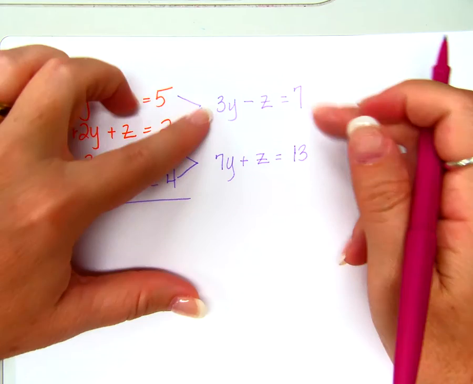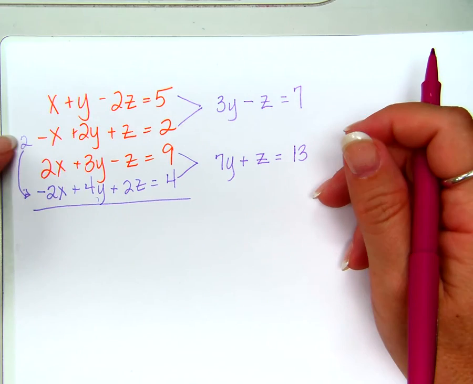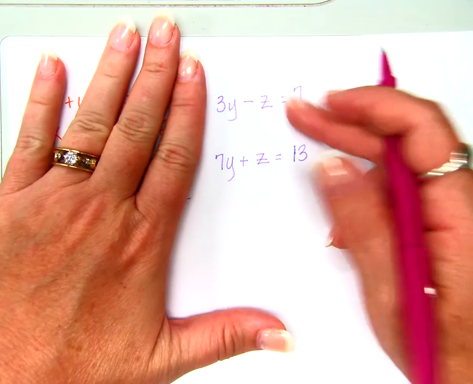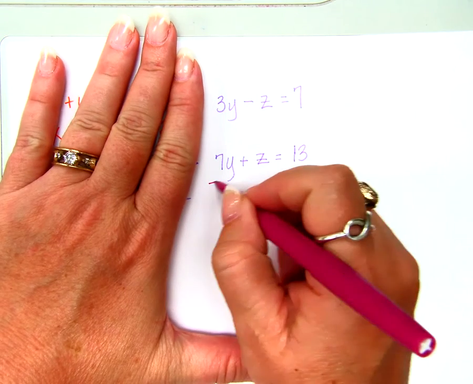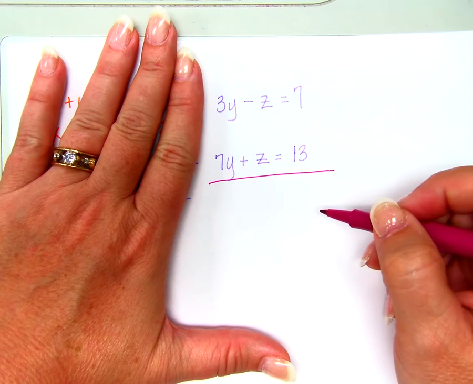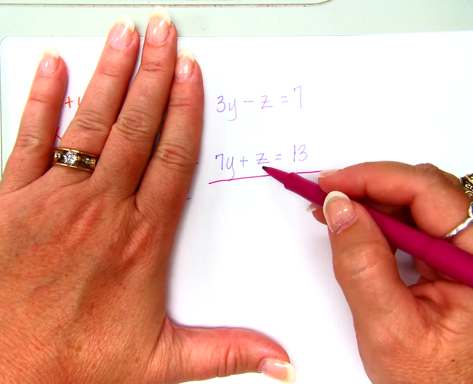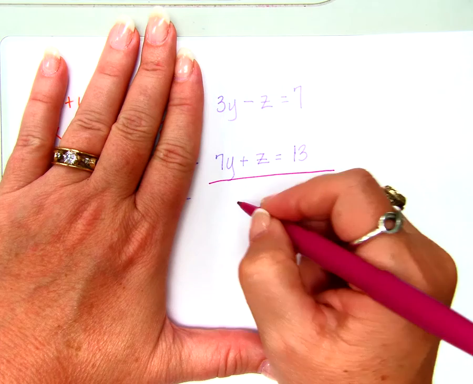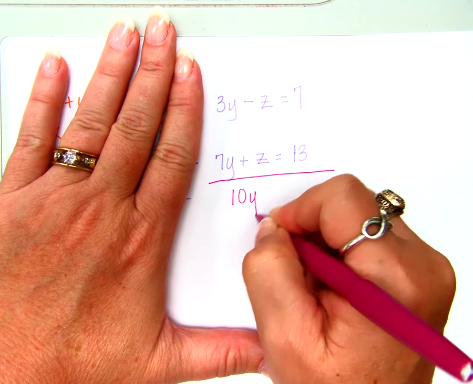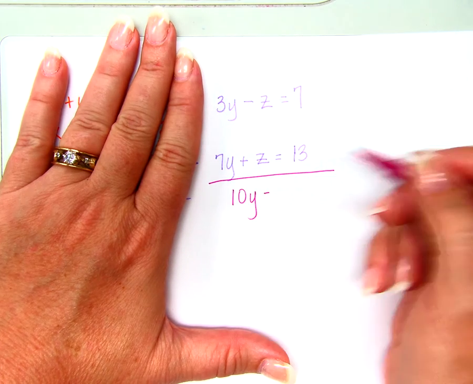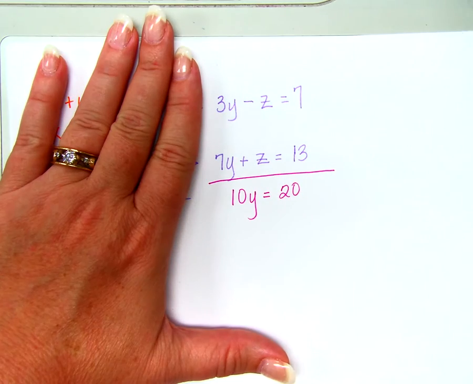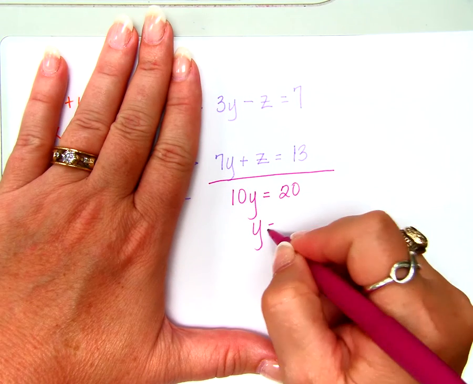So straight from here, sometimes I might have to do things like this. I might have to manipulate the variables a little bit. But in this particular system that I've just created, I don't have to manipulate them at all, do I? They're already opposites. And if I'm solving by elimination, I can just go ahead and combine these two equations. 10y plus 0, so nothing, equals 20. Yep, y equals 2.